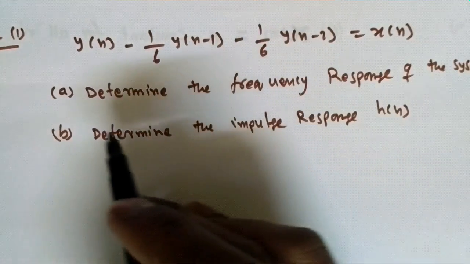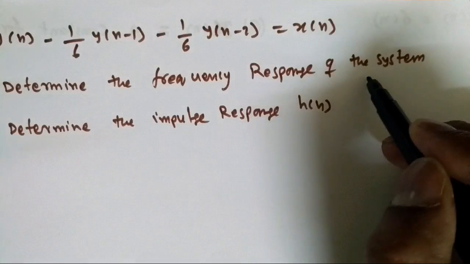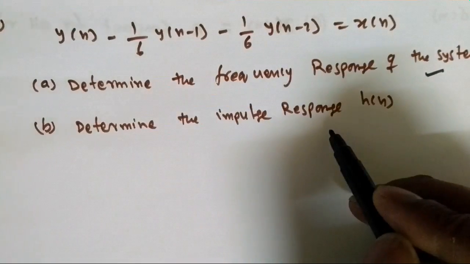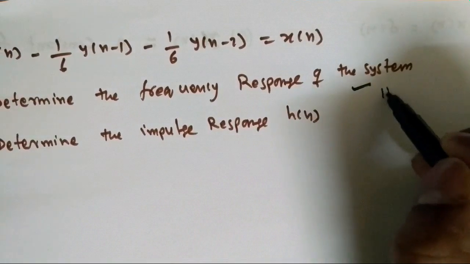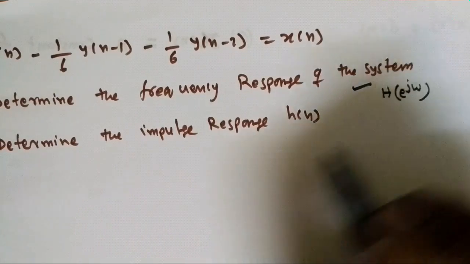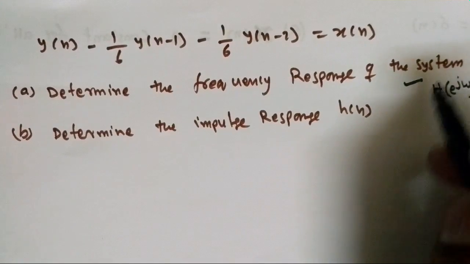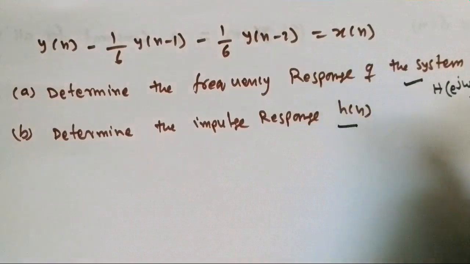So what we need is to determine the frequency response of the system and determine the impulse response. Frequency response always means H of e power j omega. If I find the inverse Fourier transform of this frequency response, we will get the impulse response.